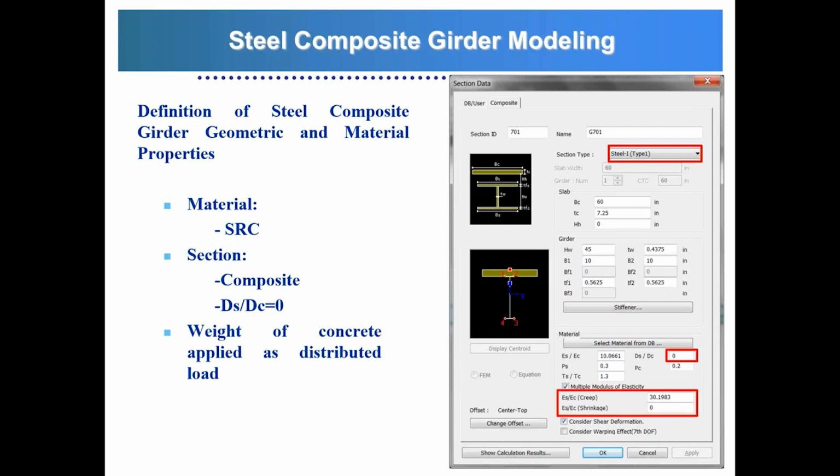So for the section module, the deck is only being considered to determine the stiffness properties of the section. And what I mean by this is that we are not considering the weight of the deck within this composite section. So to do that, we set this ratio here equal to 0.